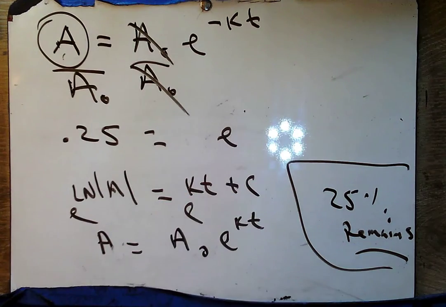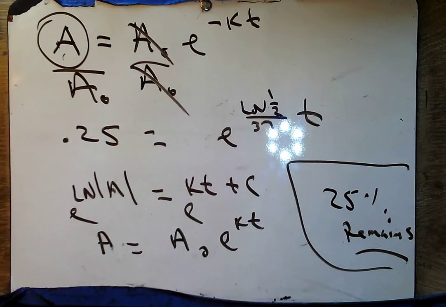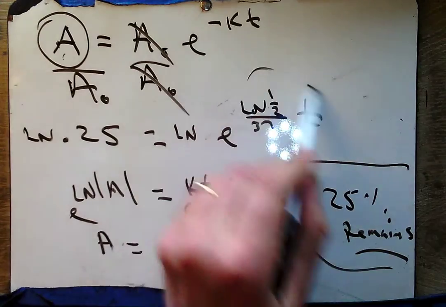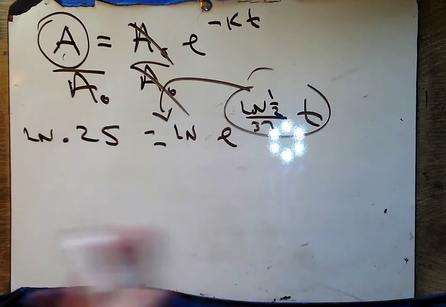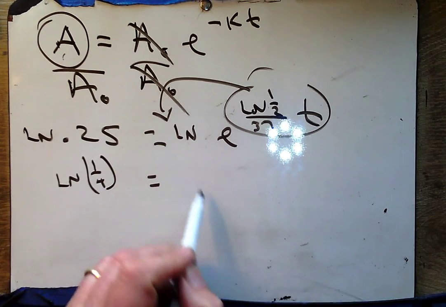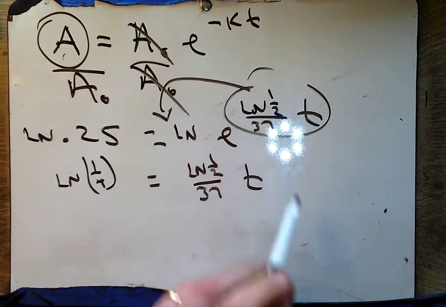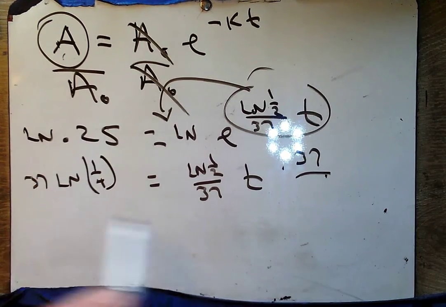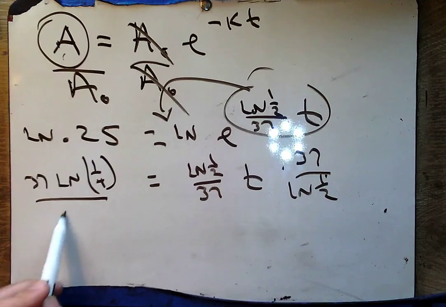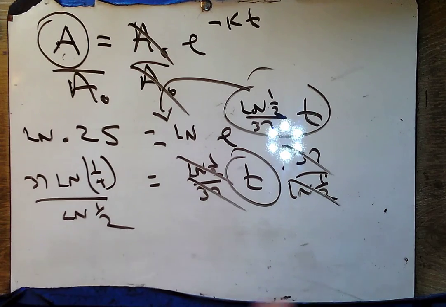We had ln of a half over 37, so ln of a half over 37 t. Fabulous. Take the ln of both sides, bring this down. We've got ln of 0.25. I'm going to go with ln of 1/4. And I've got ln of a half over 37 t. I need to solve for t, so I'm going to multiply by 37 and divide by ln of a half to find that time when 25% remains.